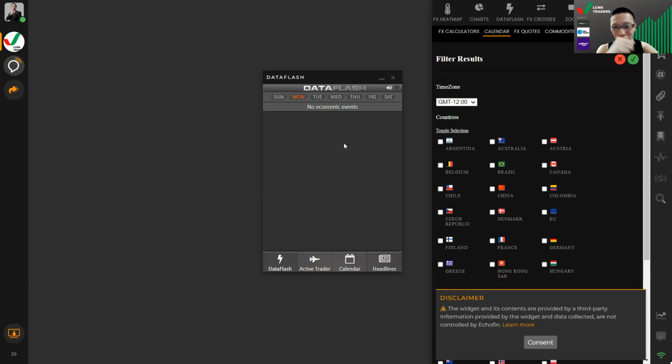I've tried it before for some of the low impact data. I just want to see how fast it is in case I get questions like which calendar is the fastest. Data flash is actually quite fast, to be honest. I haven't tried it with investing.com, but data flash is quite fast. You guys might want to try it later on.